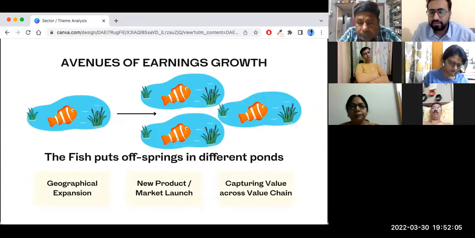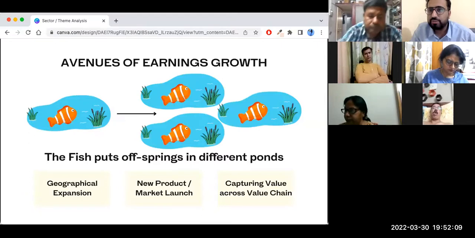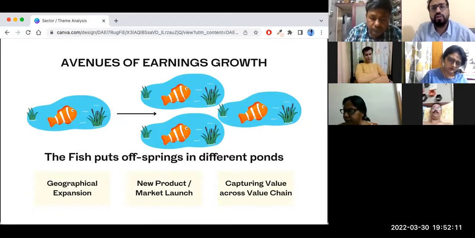Now there are three ways this can happen. The first way is very, very simple. It's geographical expansion. Geographical expansion.